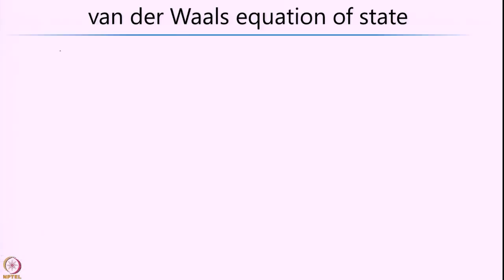So with this, we shall now look at another formalism to understand real gases, which is called the van der Waals equation of state. Let's begin by looking at it. In order to understand this, let's start again from the ideal gas equation and see how we get to the van der Waals equation from it. So again, we start with PV is equal to nRT, right? And this is for an ideal gas.